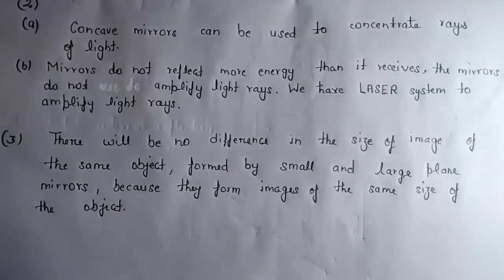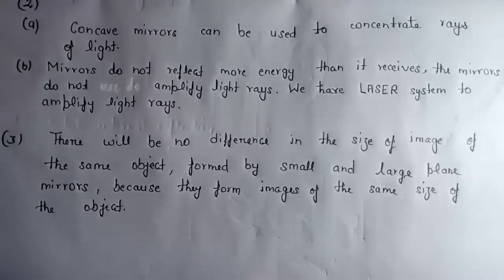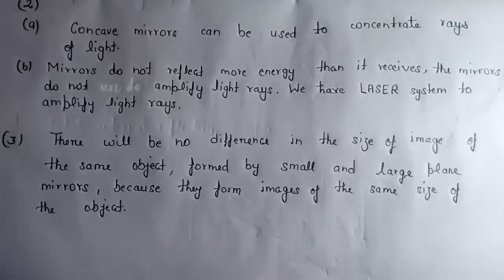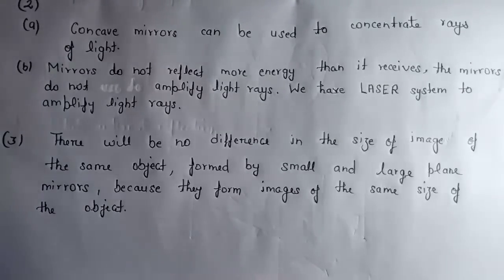For amplifying light rays, we have a device called a laser system, and its active mirrors are used to amplify the light rays. The last question is, what will be the difference in the size of the images of an object when the image is formed by a small plane mirror and a large plane mirror? We know that a plane mirror forms an image of the same size as the object. So we will get no difference in the size of the images in both conditions. Complete your notes.